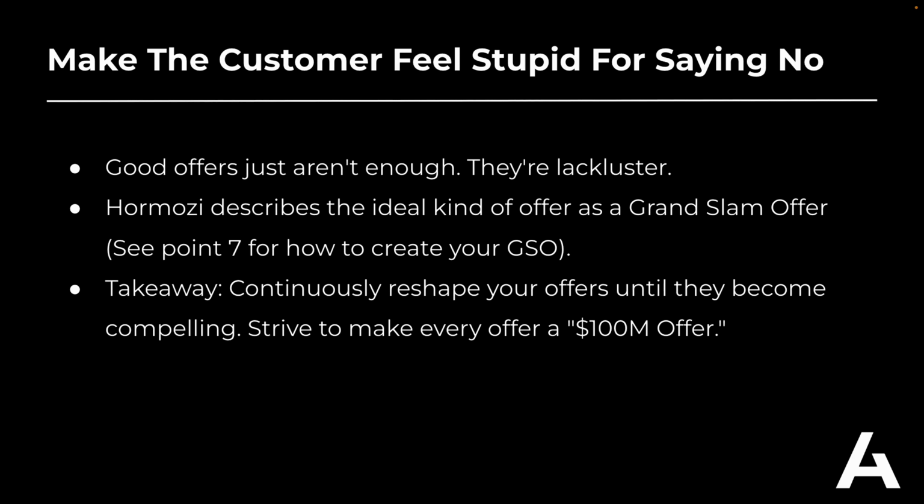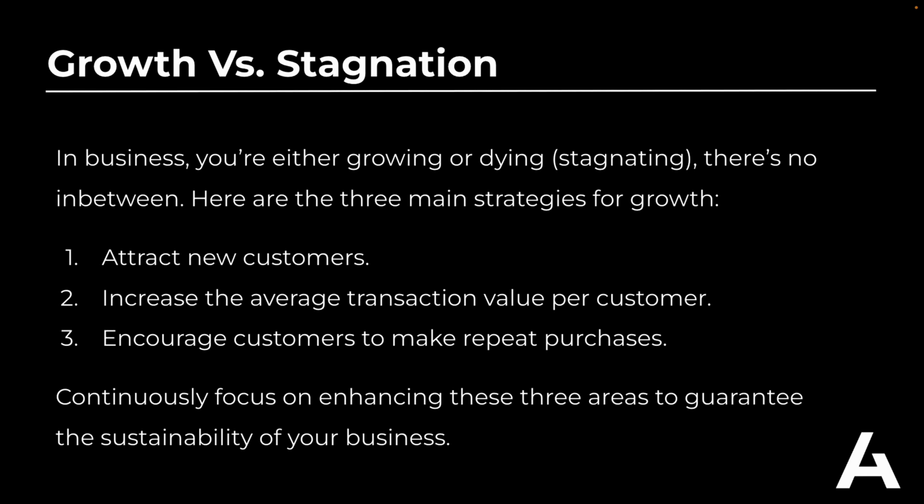Good offers just aren't enough. They are lackluster. Hormozi describes the ideal kind of offer as a Grand Slam offer. You'll see this further in point 7. However, we need to continuously reshape our offers until they become compelling. Strive to make every single offer you have a $100 million offer. So what do I mean by that? Our offer is not going to be the finished article, the finished product from day one, but we need to continuously reshape and improve and optimize our offer so it gets to be an absolute no-brainer offer.